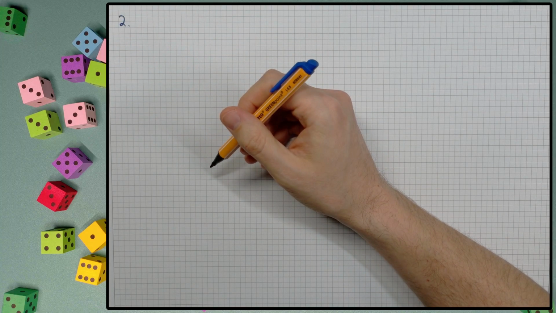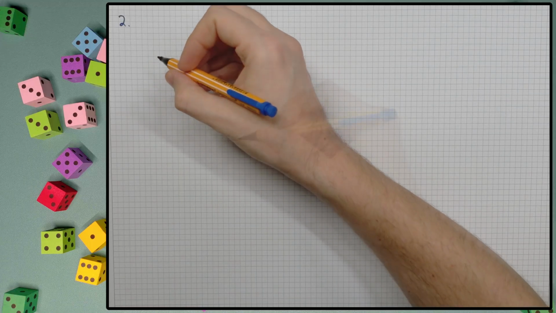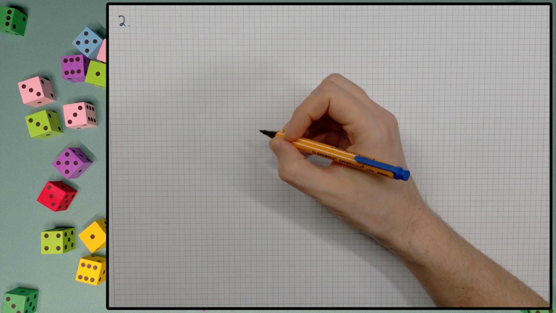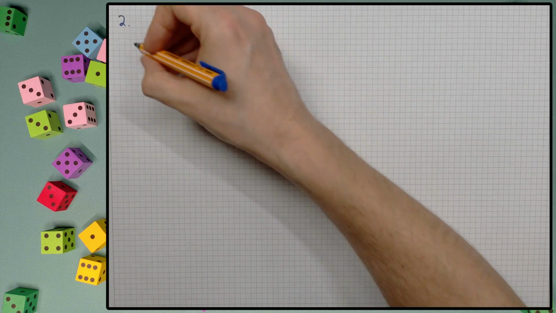This is chapter 2 of Stochastics. Today we are going to learn more about probabilities and how to find them.